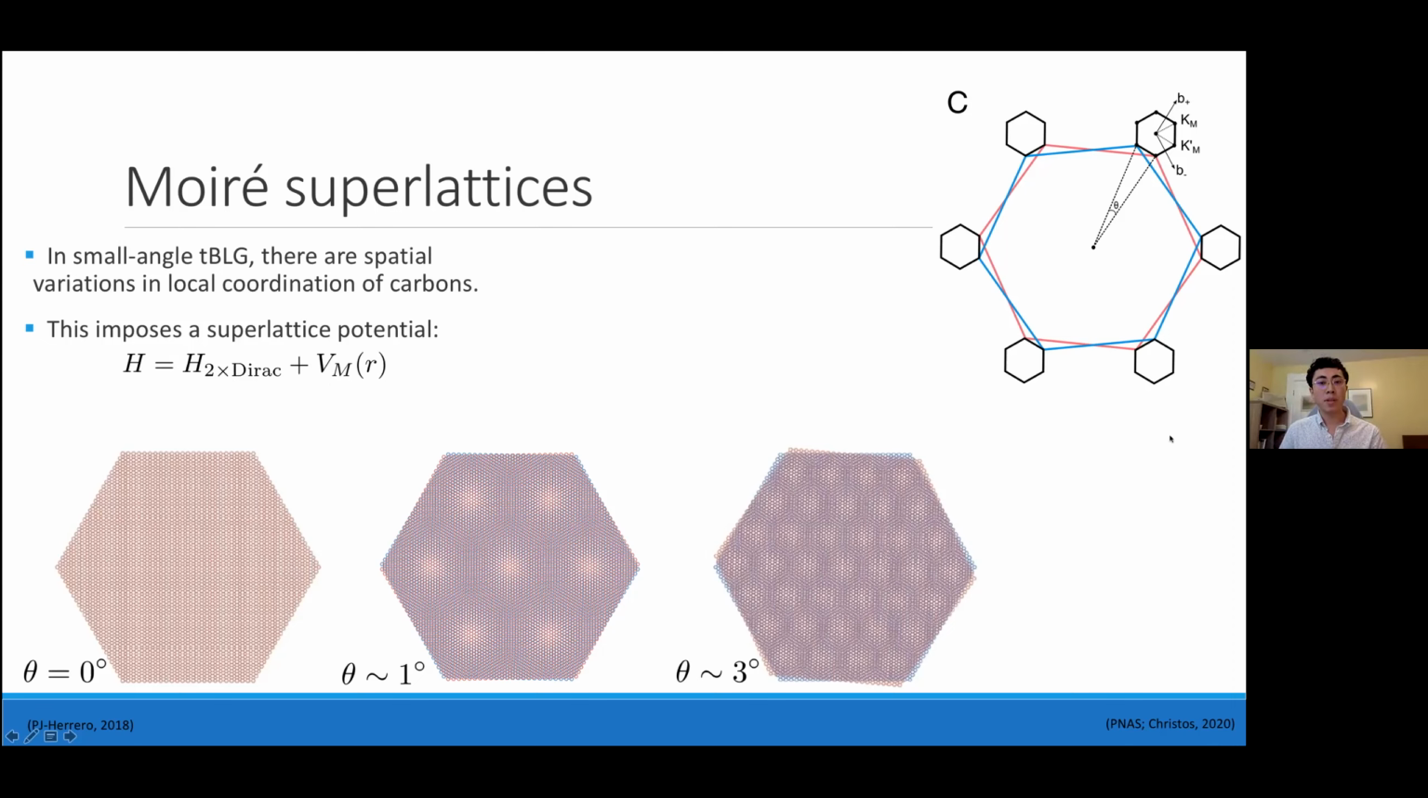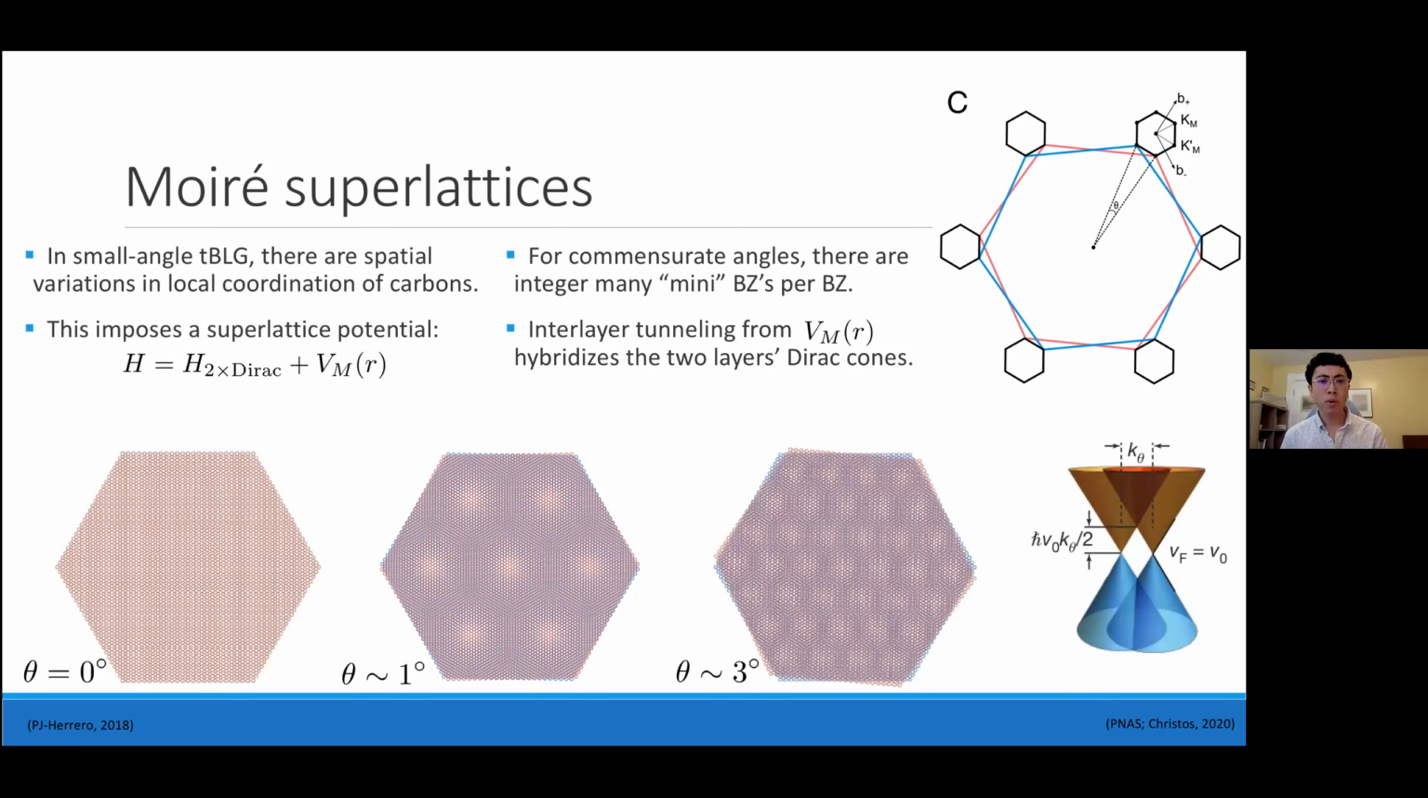How does the diagram on the top right relate to the discussion we had on the previous slide about folding and then applying a periodic potential? Well, what we see up there are the Brillouin zones, the monolayer Brillouin zones, red and blue, corresponding to the top and bottom layers.